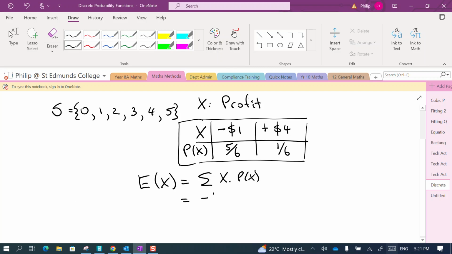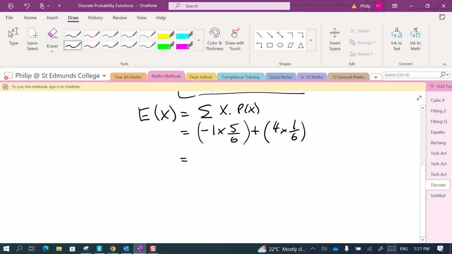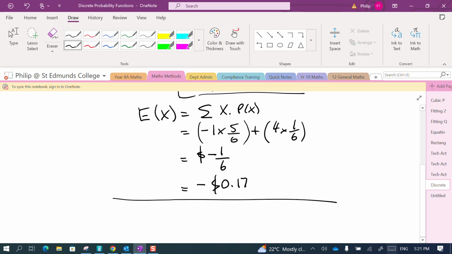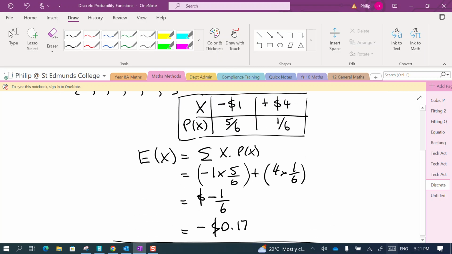So we have the number -1 by 5/6 plus 4 times 1/6. I end up with -1/6. This is in dollars. And so that's approximately 17 cents. It's a negative number. The player will lose in the long run. The expected value, or if you like, the average value for every game is a loss of 17 cents.